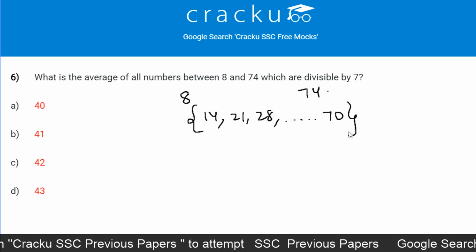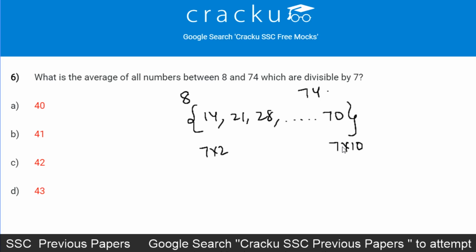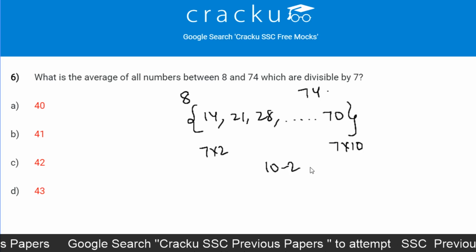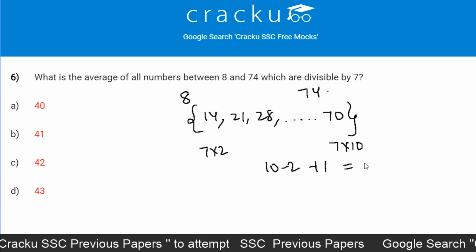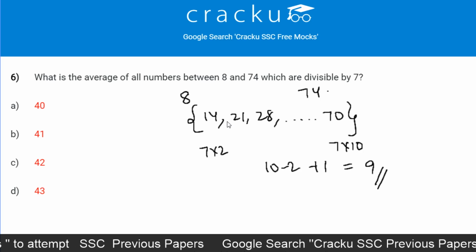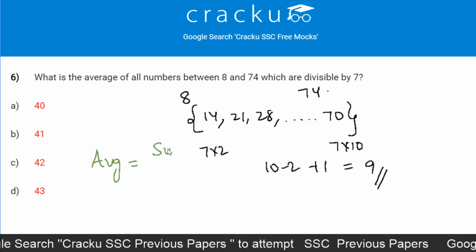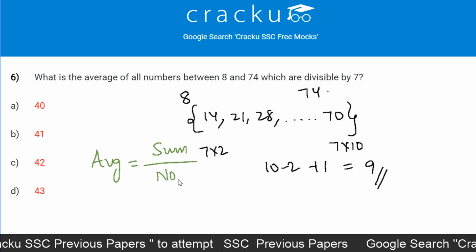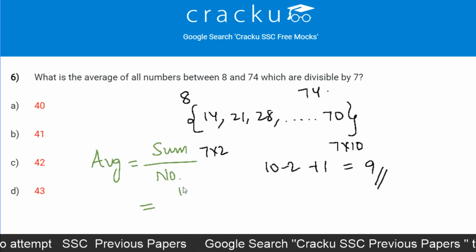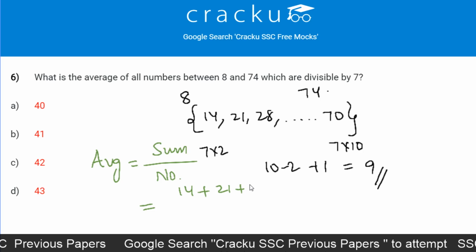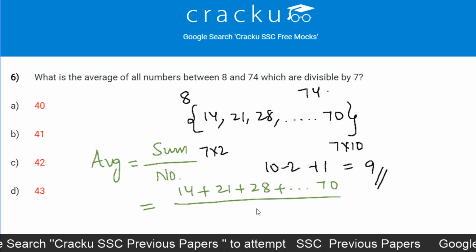So total how many numbers are there? This is 7 2s, 7 10s. So 10 minus 2 plus 1 is going to be the total number of values. So we have a total of 9 values. So how do you calculate the average? Average is calculated by total sum by number of values. So the sum of all these values, that is 14 plus 21 plus 28 and so on plus 70, by total number of values, 9.